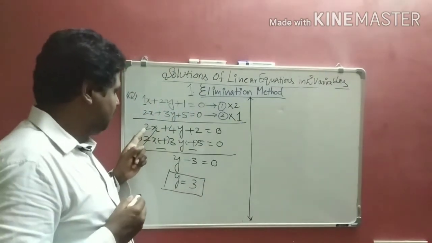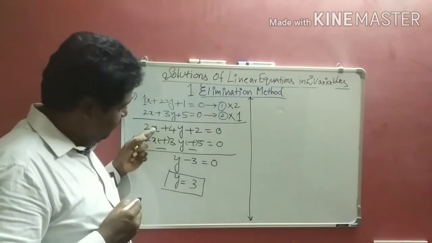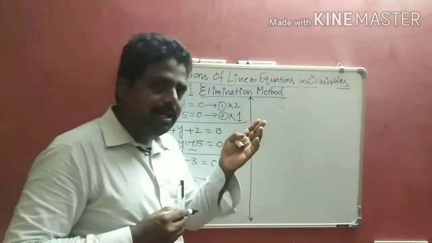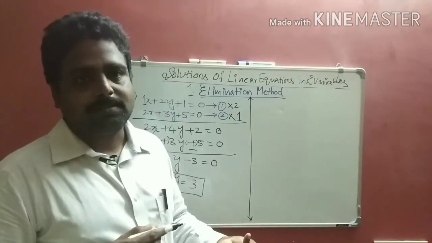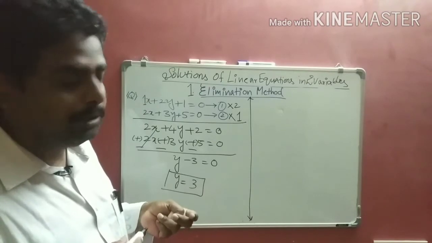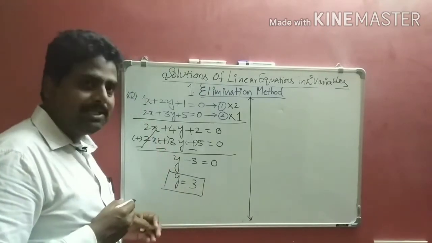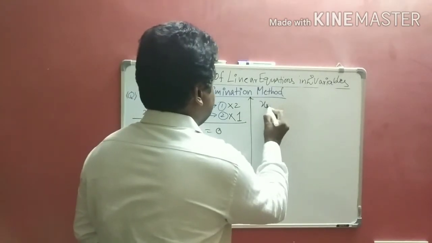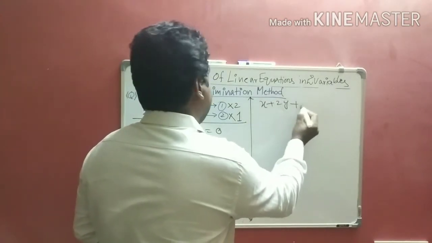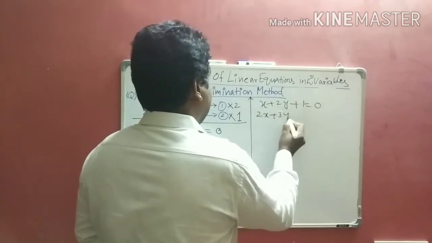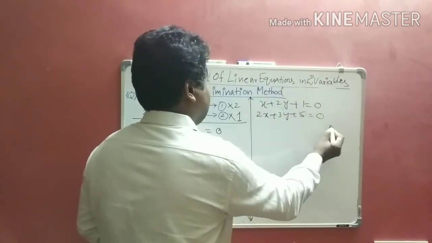What did we eliminate here? x. Since we eliminated x here, we get the value of y. If we eliminate y now, we get the value of x. So now, how can we eliminate y? To eliminate y, let us apply the same process and write the equations. So x plus 2y plus 1 is equal to 0. 2x plus 3y plus 5 is equal to 0.